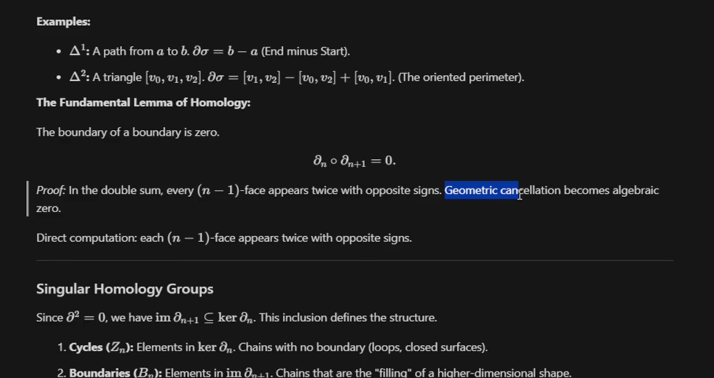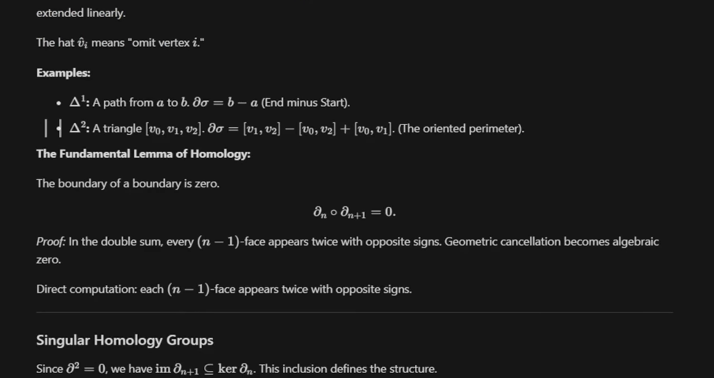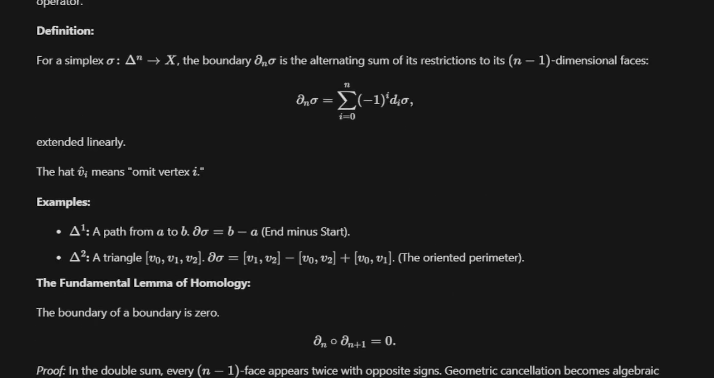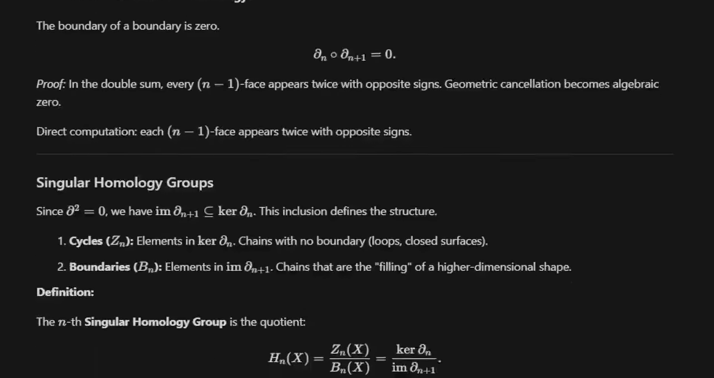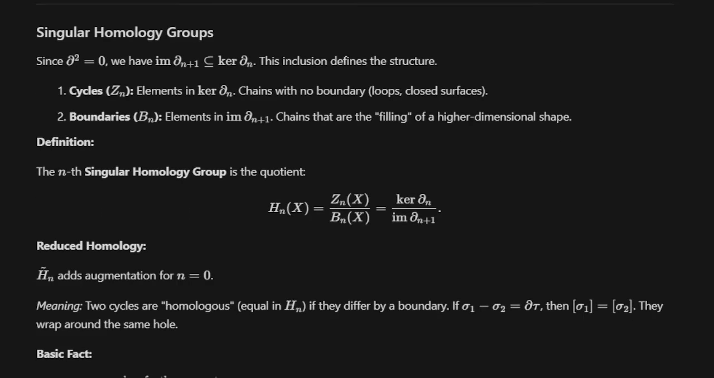So each n minus 1 face appears twice with opposite signs, and that's another way to show it. But yeah, what this basically says is if you take a solid tetrahedron, or a solid simplex in general, its boundary is a hollow sphere of triangles. So the boundary of that hollow sphere is nothing. It has no edges and it's closed. Algebraically, everything cancels out, so the boundary operator squared is equal to 0. This allows us then to construct singular homology groups because the boundary operator squared is equal to 0.